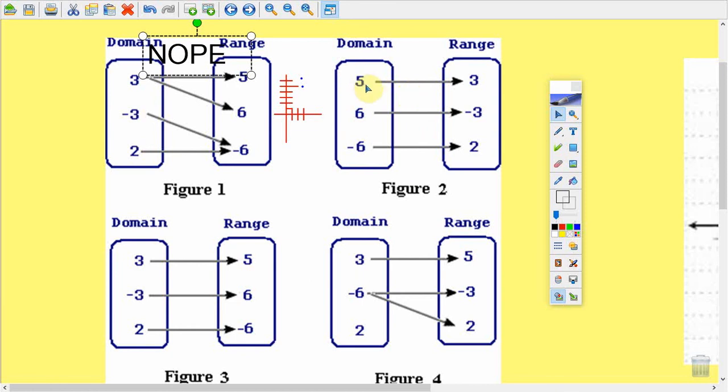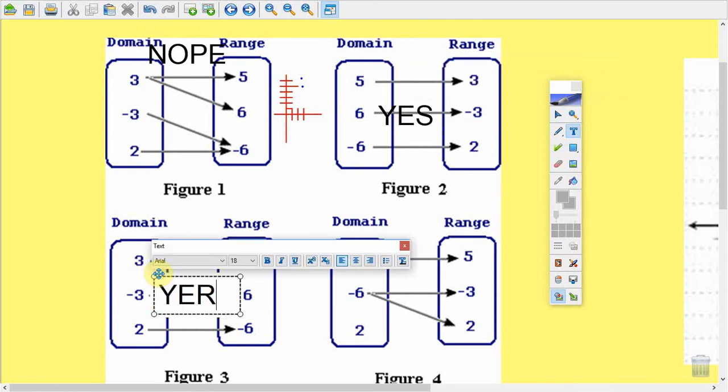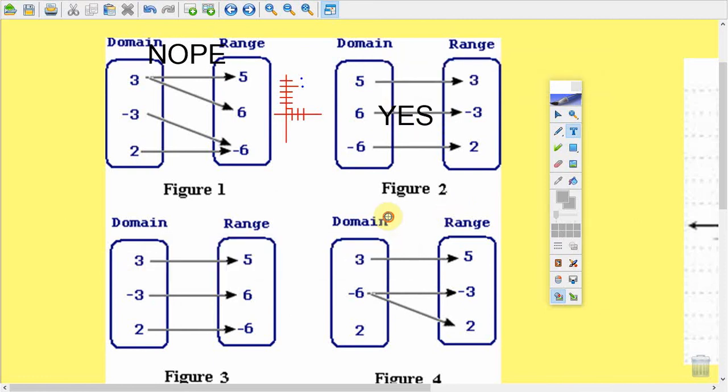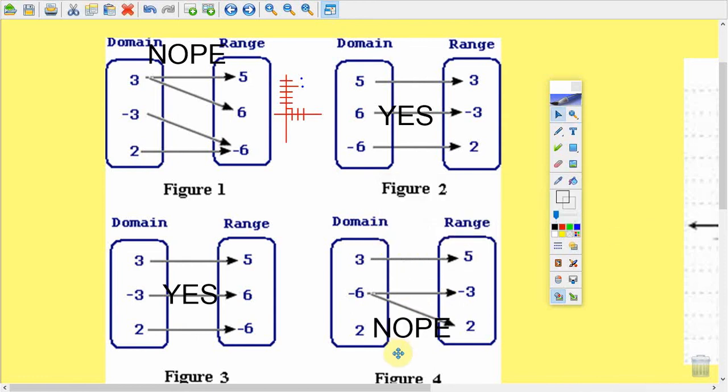We look at this next figure. This is going to be a function because each input only has one output, which is the same scenario down here. So both of these are yes. And then we have the same scenario in figure 4 as we had in figure 1, which is we have an input of -6 with 2 outputs, so that would fail the vertical line test if we graphed it, and would be nope, not a function.